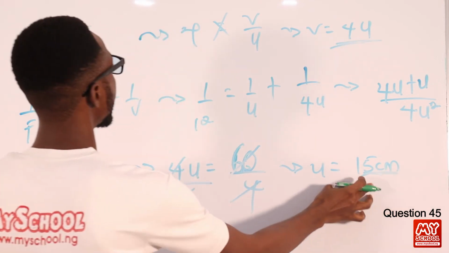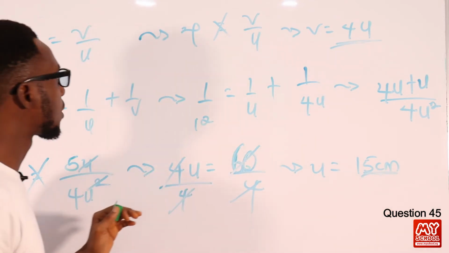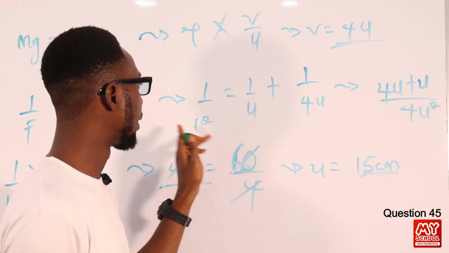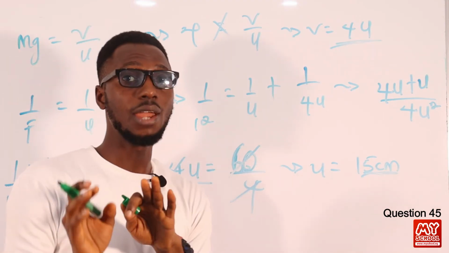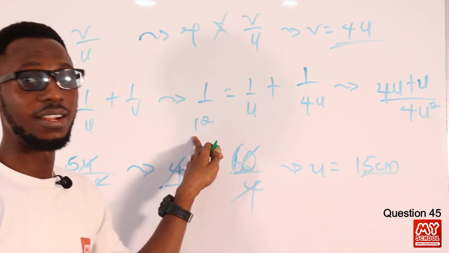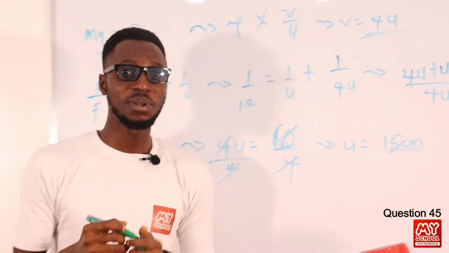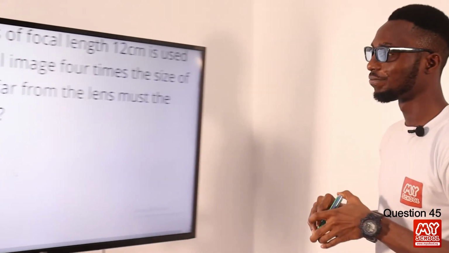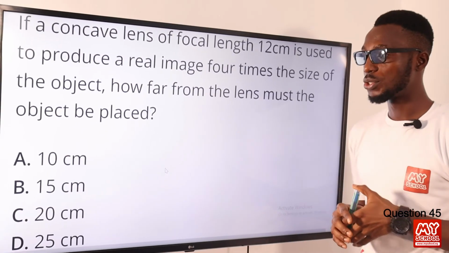So we can see that 15 is greater than this. So this confirms the presentation that we have from the question, that this produces a real image because this is greater than this. This is for focal length, don't forget that. So let's go back to the screen to run a confirmation for our answer. So we have option B, so option B is the right option.